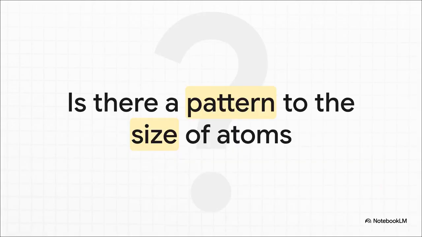So that leads us to the big question, right? Is there some kind of pattern to the size of atoms? I mean, you'd think, logically, that as you add more stuff, more protons, more electrons, the atom would just, well, get bigger. Makes sense. But is it really that simple? Is there a secret, predictable pattern hidden right there in the periodic table?